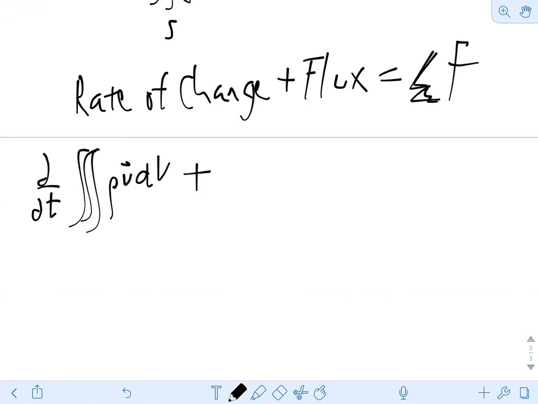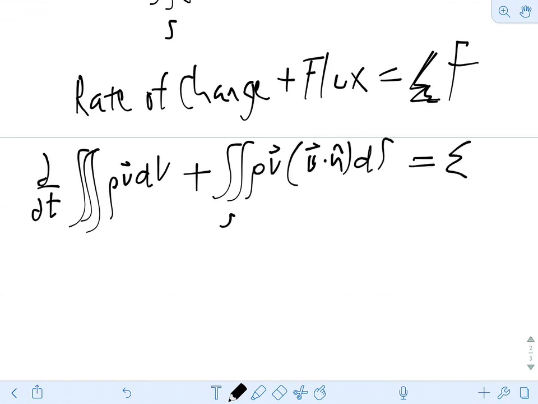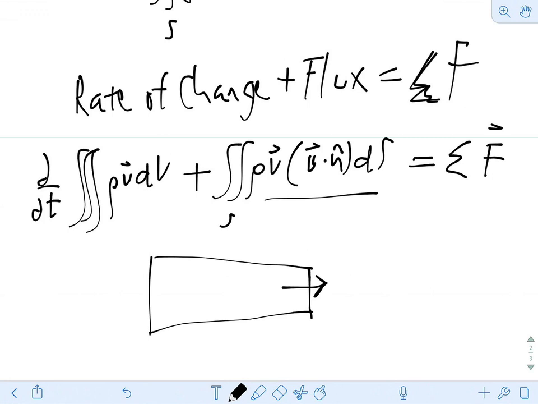plus the fluxes through the edge, rho v times the flux of that, and ds, integrating over the control volume, equals the sum of forces acting on the control volume. Just taking an aside here, here's our simple rocket engine again. What's the momentum flux out the back of this rocket? Here's the flux term, right?